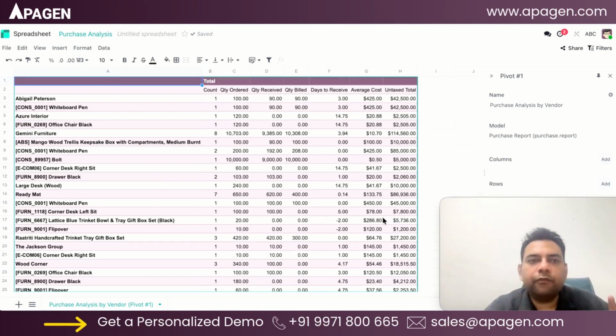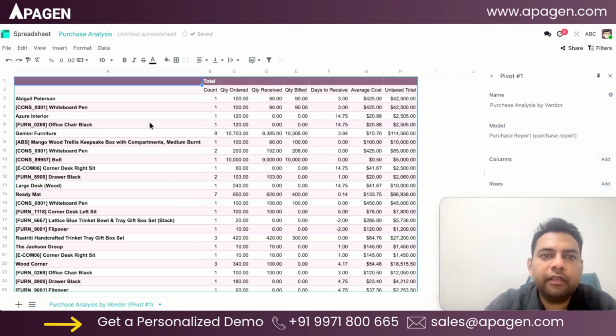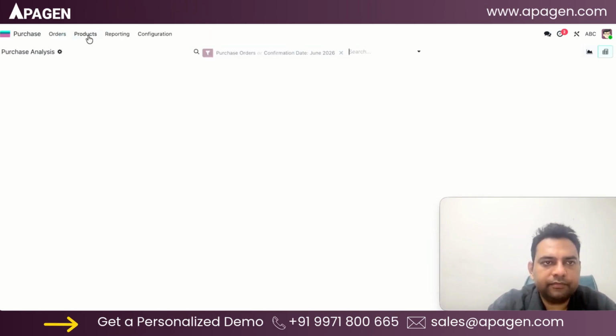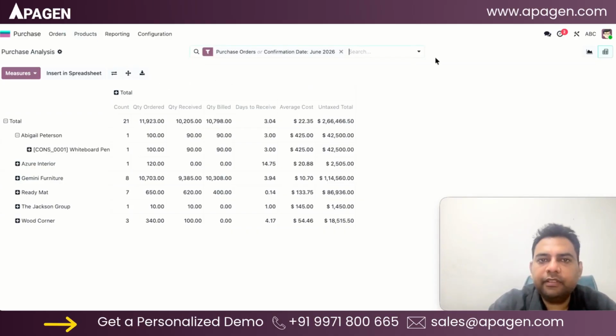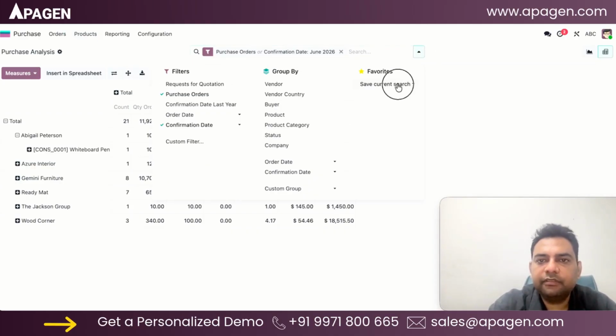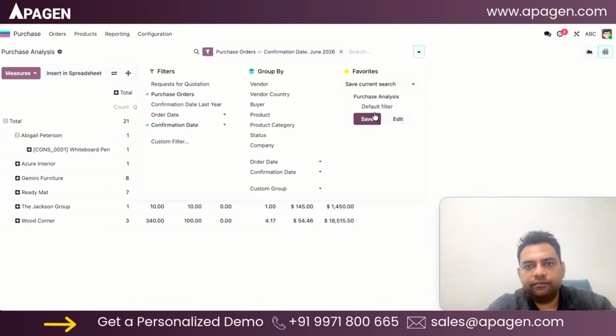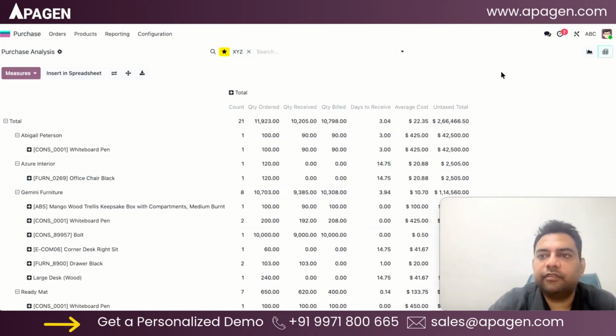So as a CFO, I can filter and favorite this particular dashboard and put it on the screen. This will be available to me at any point of time. I can favorite this as I just explained. I can call this and I can save this value.